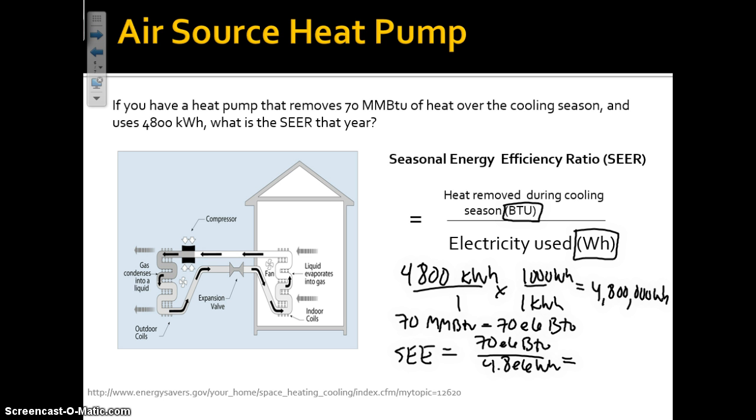And if we do that, we get 14. We'll just round it, 14.6, and technically this is BTU per watt hour, but you won't really use the unit. You just say it equals 14.6 SEER. Okay, and so this is a good time to do a reality check. Is 14.6 SEER reasonable, right? So Energy Star is about 14, so that's a good number. If we get a SEER of 2, we probably did something wrong. If we get a SEER of 50, we certainly did something wrong.